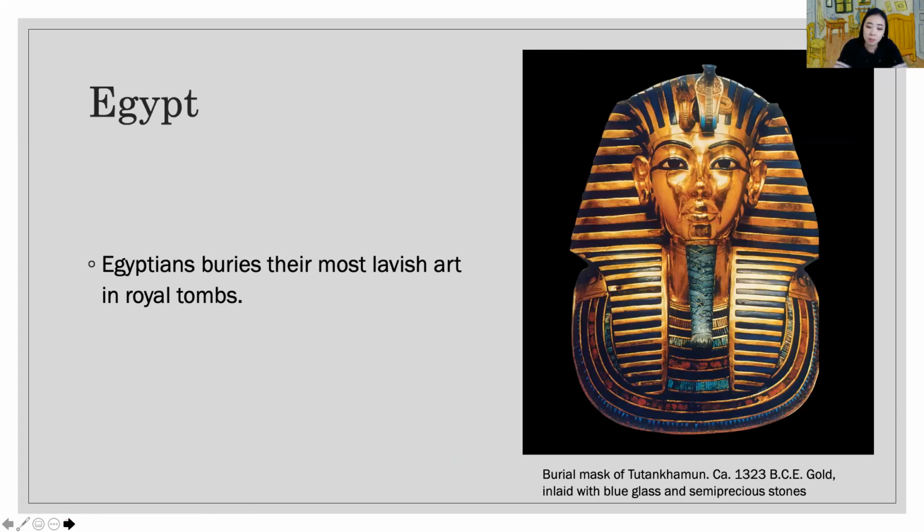Egyptians buried their most lavish art in royal tombs. Rulers were sent into eternity outfitted with everything they would need to continue life in the sumptuous style they had known on earth, such as furniture, jewelry, chariots, clothing, and artifacts of all kinds. So we are going to continue to see the rest of the prehistory and ancient Mediterranean world in the next class.